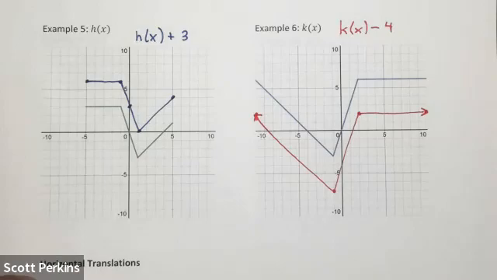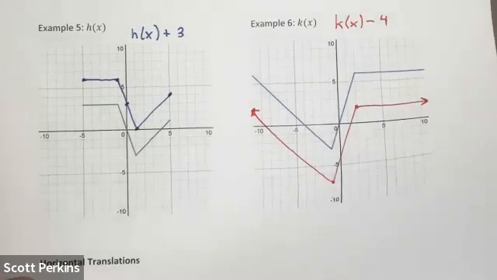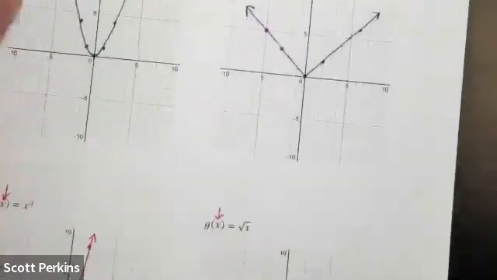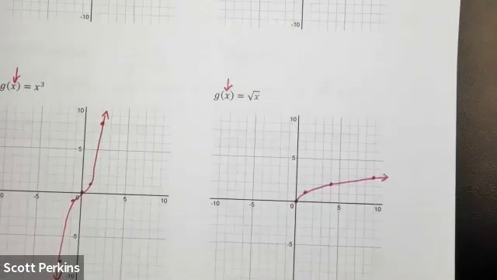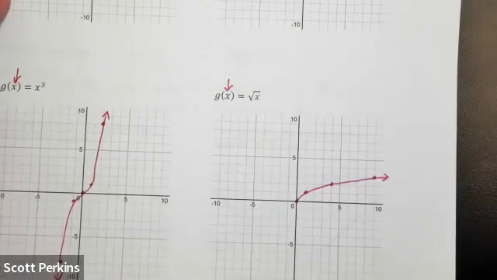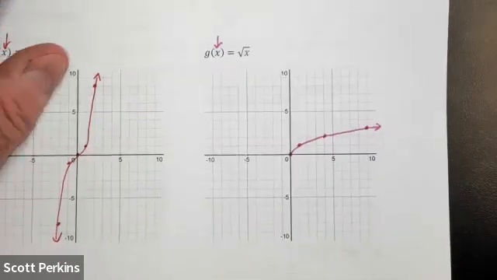Okay, one more thing we're going to do before we go to the horizontal translations. Go back to page 1, please, and we're going to look at the square root graph. Here's what I would like you to do with the square root graph. We're going to do 2 things.